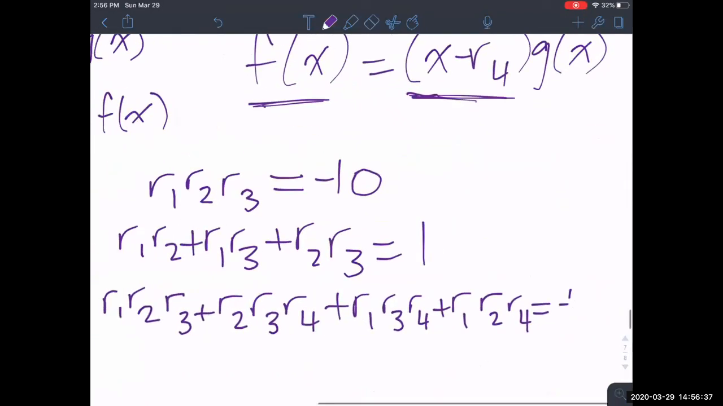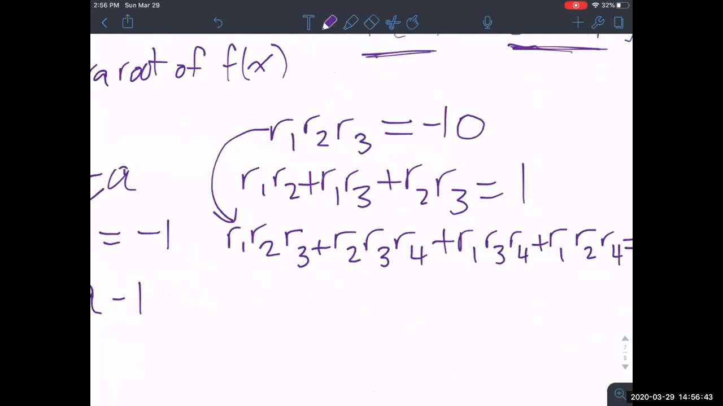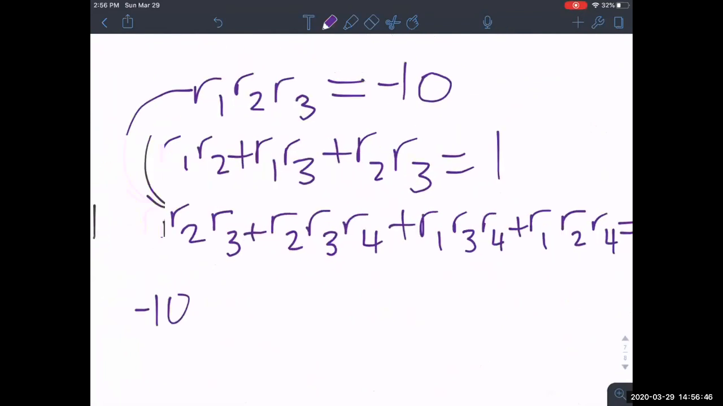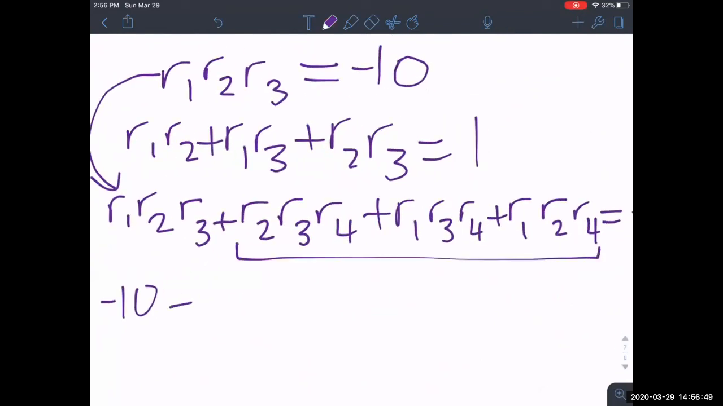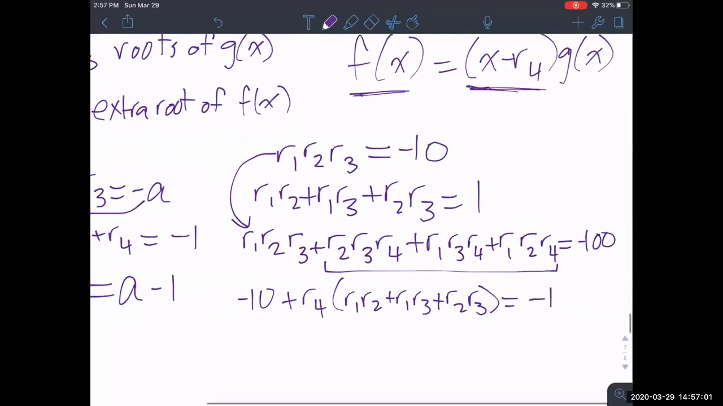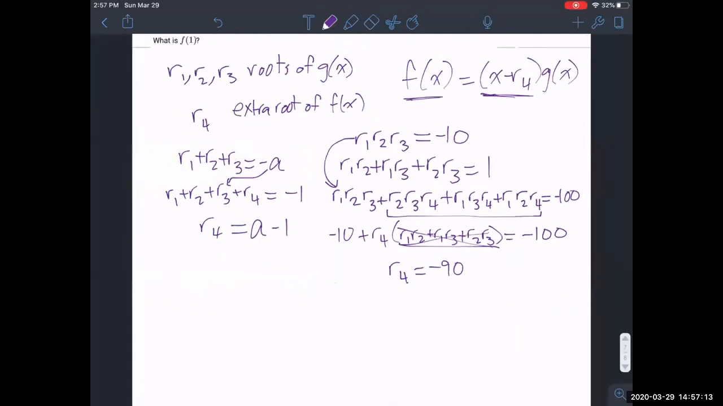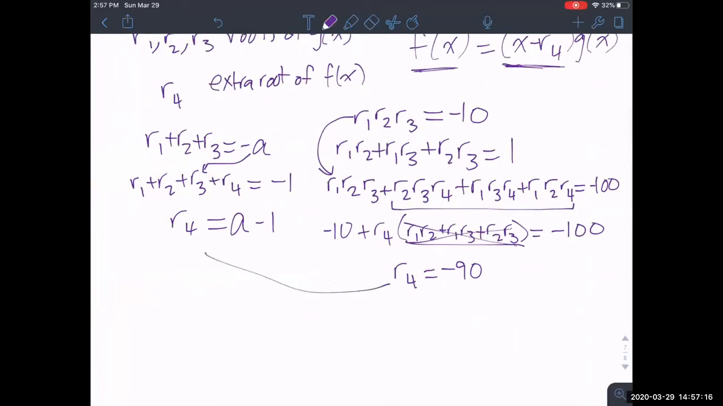So in this case, it will be negative 100. We can plug this right in, and from here we can factor out R4 from all of these terms. We also know what this is, it's just 1, so we'll cross that out. Then R4 is going to be negative 90. Nice. Putting it back there, we find a is equal to negative 89.